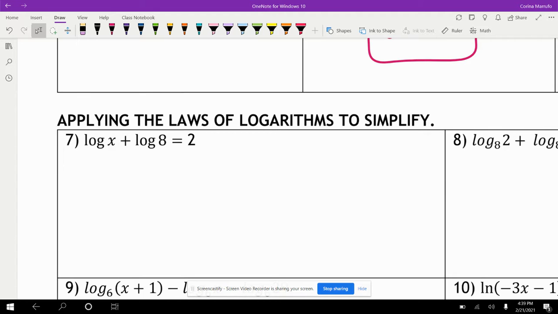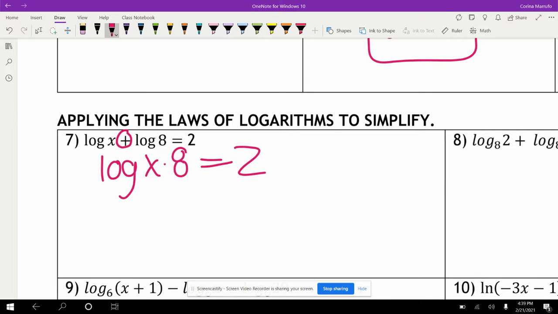Okay. Now applying the laws of logarithms to simplify. So when we're solving for x and they give it to us where we have two logs on the same side, so we have log of x plus log of 8. So remember, we've got to remember our rules from yesterday or the previous lesson of laws of logs. So when we have a plus sign here, we're going to condense it, and the plus sign means multiplication. So it can be log of x times 8, okay? And that is equal to 2.